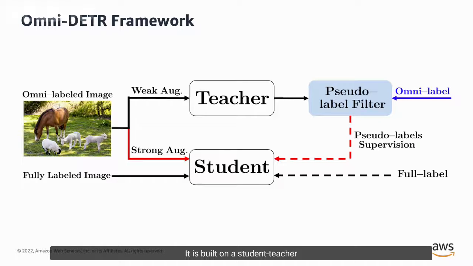It is built on a student-teacher framework. Given an image, two views are generated by a strong and a weak augmentation. The weak augmented view is forwarded through the teacher to produce the detection predictions. The predictions are then passed to a pseudo-label filter together with the Omni-Supervisions to generate the pseudo-labels, which are then used to supervise the learning of the student on the strong augmented view.